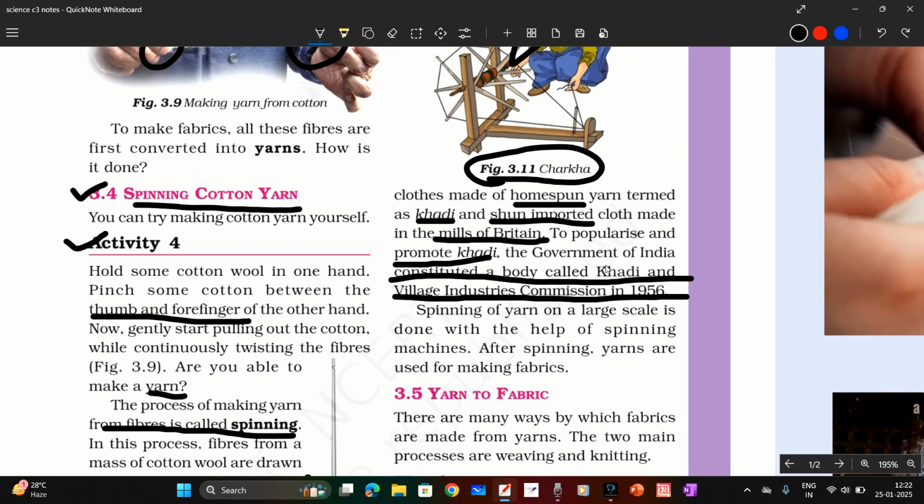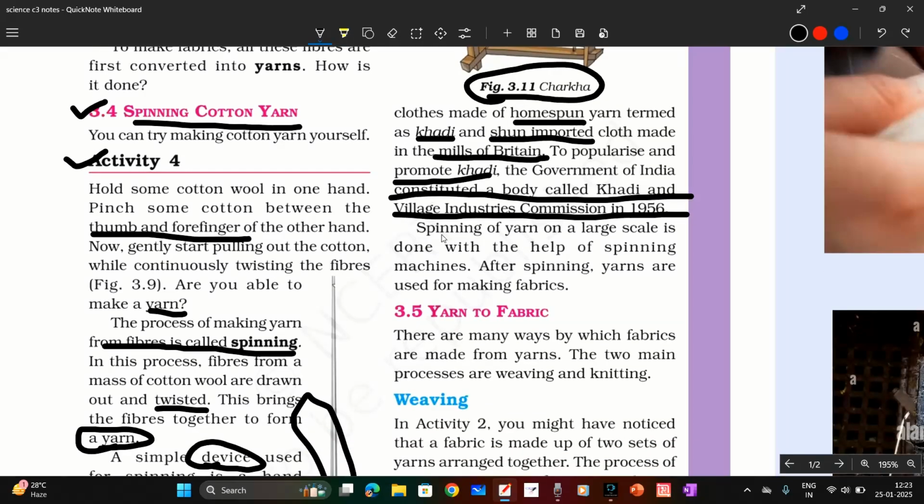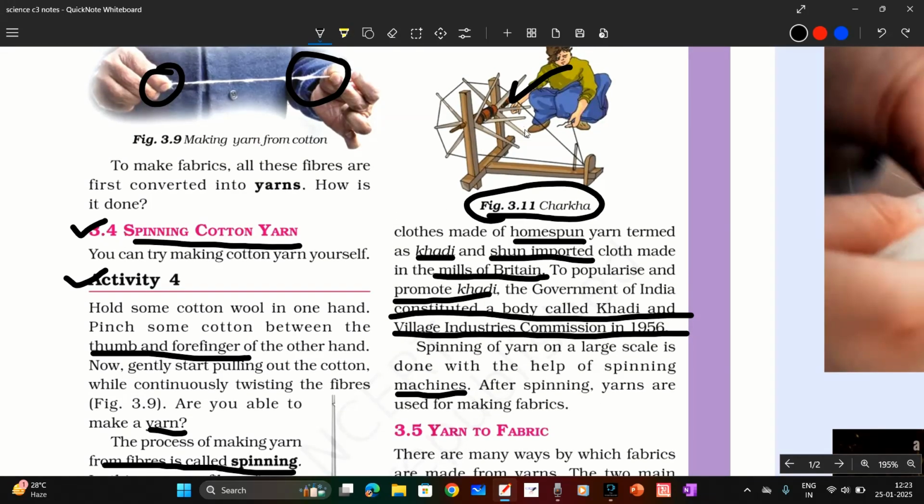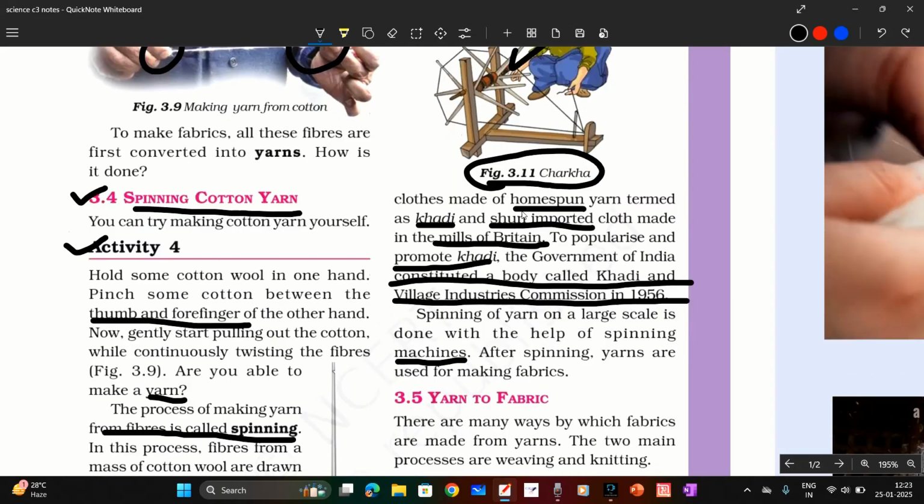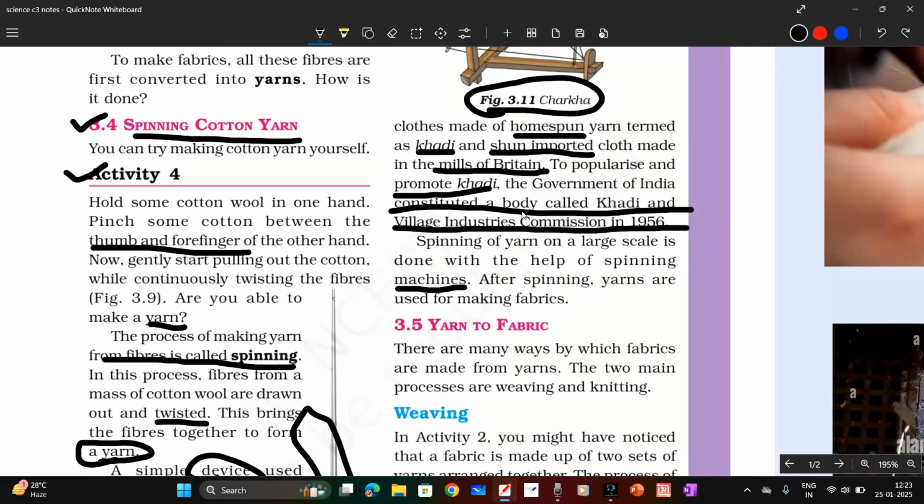The government constituted this body, the Khadi and Village Industries Commission, in 1956. They popularized this cotton on a regular basis. Spinning of yarn on a large scale is done with the help of spinning machines. After some time they improved the cloth designing and the machinery, because one cannot do everything by hand. So from the charaka they moved to big machines.